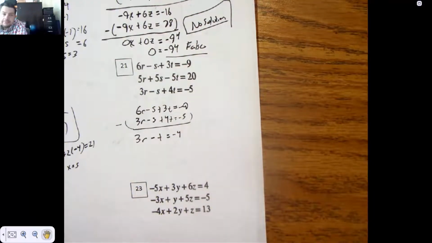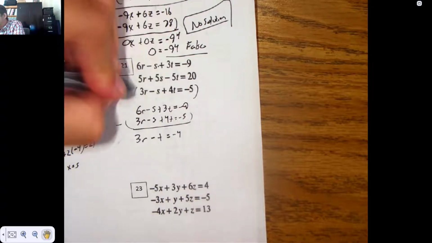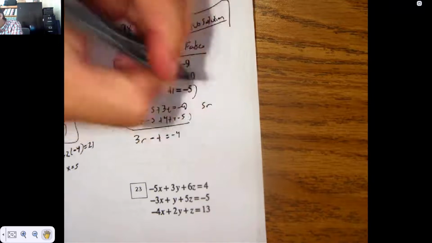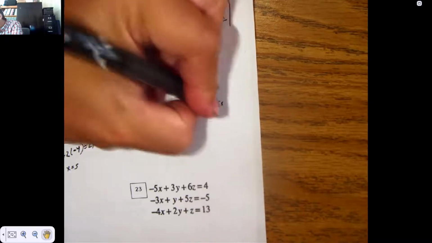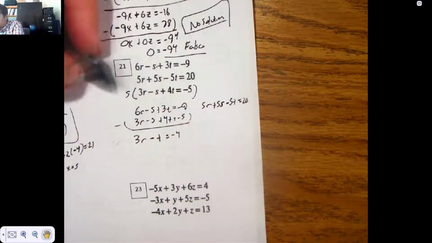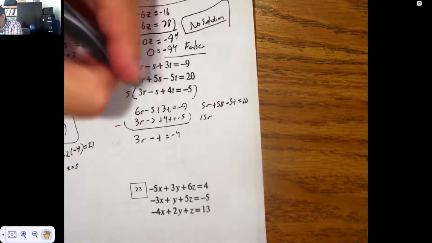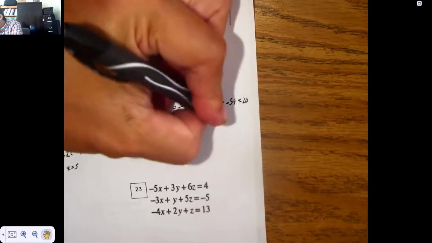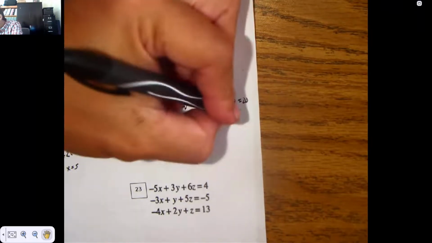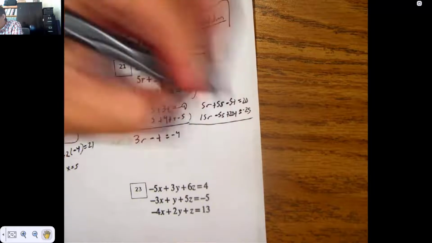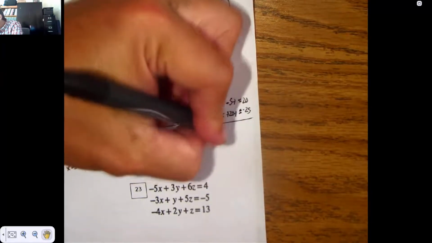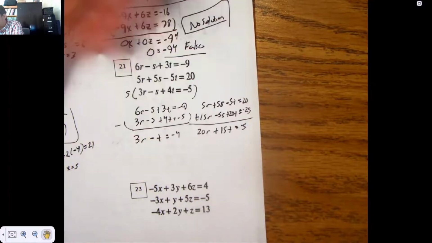It really doesn't matter what you do next, but I'm going to multiply this one by 5, and I'm going to put it together with that one. So 5r plus 5s minus 5t must be 20. And when I multiply this one by 5, I'll have 15r minus 5s plus 20t, and it will be equal to a negative 25. Then I'll add down. There are 20 r's, there are no s's, there are 15 t's, and the sum is negative 5.